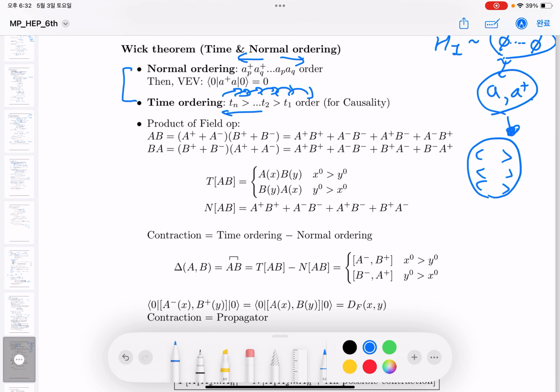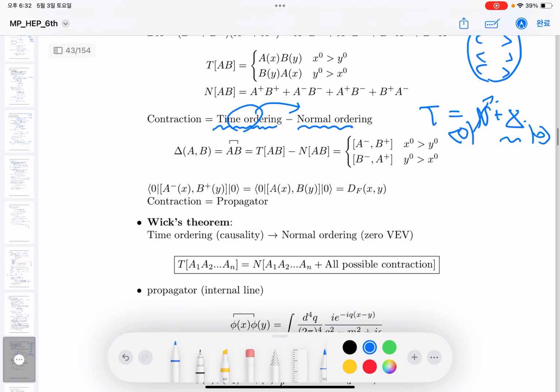Why do we consider two kinds of ordering? Actually, we order the operators in time for causality, but for convenience, if we consider normal ordering acting on the vacuum, then it automatically gives zero. So the physical system is given by the time ordering, but we want to describe it as normal ordering. So there are time ordering and normal ordering, and there will be some deviation. If we act on the right-hand side, this gives just zero, so we only consider the deviation. This deviation is called the contraction, and these contractions actually give the propagators.